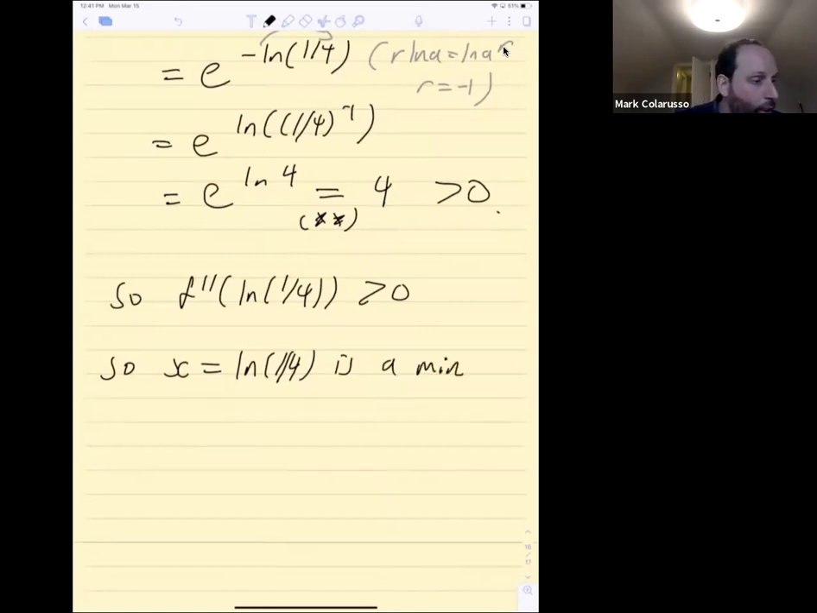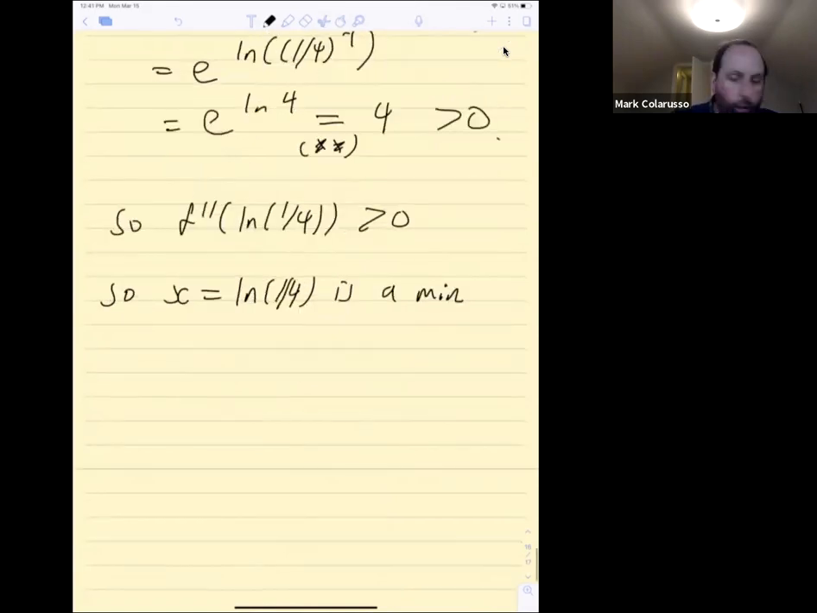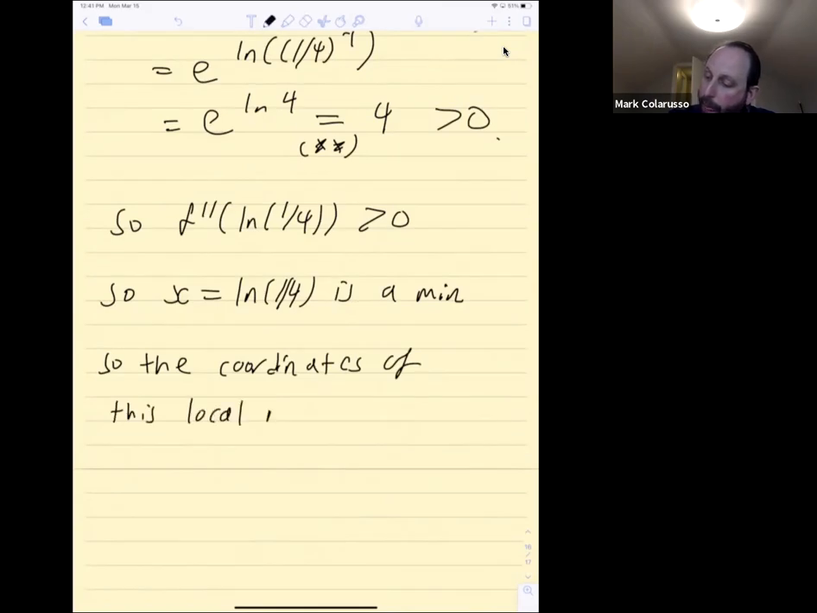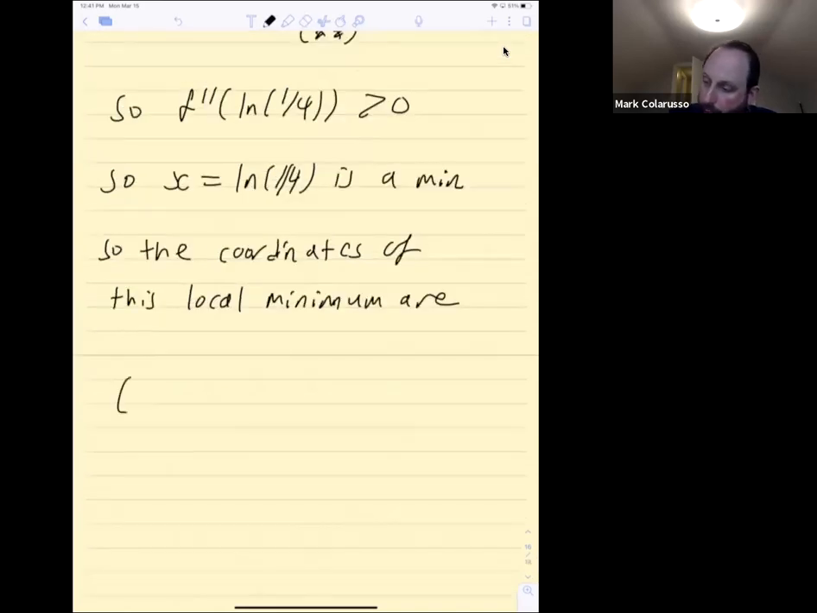And I think it wants us to find the y value also. I think the question wanted that. So the coordinates of this local minimum are ln of 1/4 and then f of ln of 1/4.